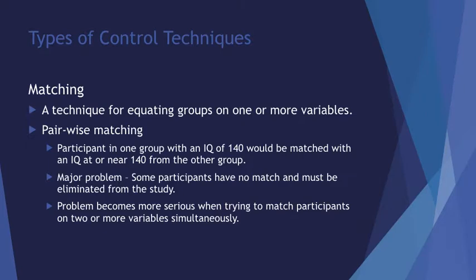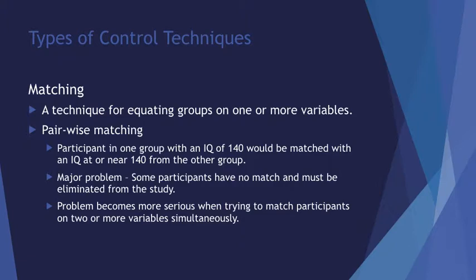One type of control technique that is used with causal comparative research is this idea of matching. Matching is a technique for equating groups on one or more variables. What a researcher tries to do is, if a variable is likely to influence performance on a dependent variable, they may control for that variable by pairwise matching. What pairwise matching basically does is, say for instance, a participant in one group with an IQ of 140 would be matched with a participant with an IQ at or near 140 from another group. Now, pairwise matching does have its problems.